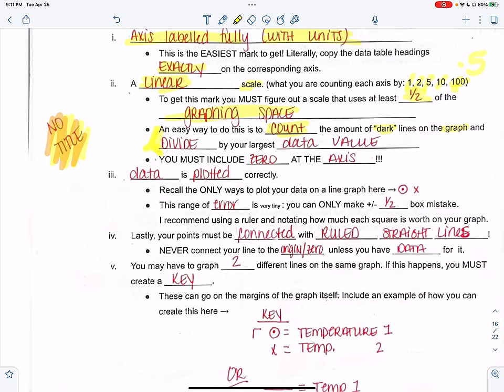Count the dark lines on the graph and then split it up. Divide by your largest data value. I'll show you on the exam question that's on here, and we'll do it. And you have to include a zero on the axis, even if you're breaking the scale, or even if you're breaking the graph. If you're starting with really big data and you have to break the graph, who cares? You still have to include a zero. Just do it.